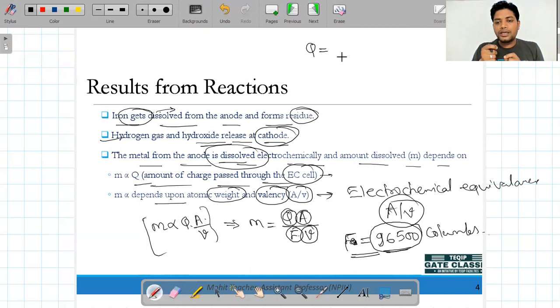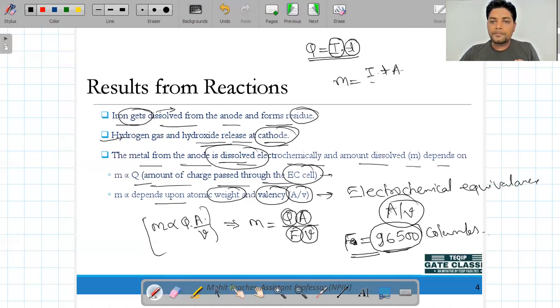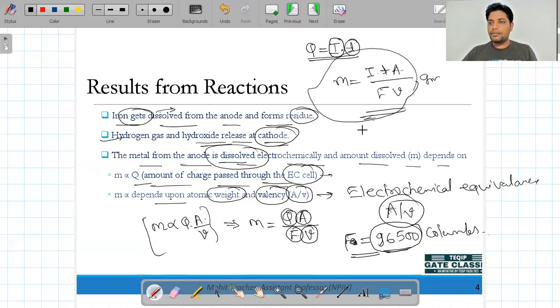How much time we use that current determines the Q passed, so that will be equal to I into t. I is the current that passes through it, and t is for how much time we use this current. So you can replace this value: m will be equal to I into t into A upon F into V. That will be in gram. So this will be the value, please keep in mind. Fine.